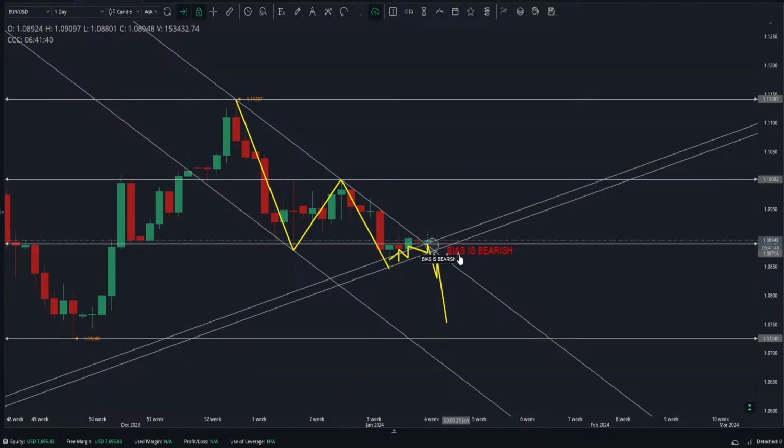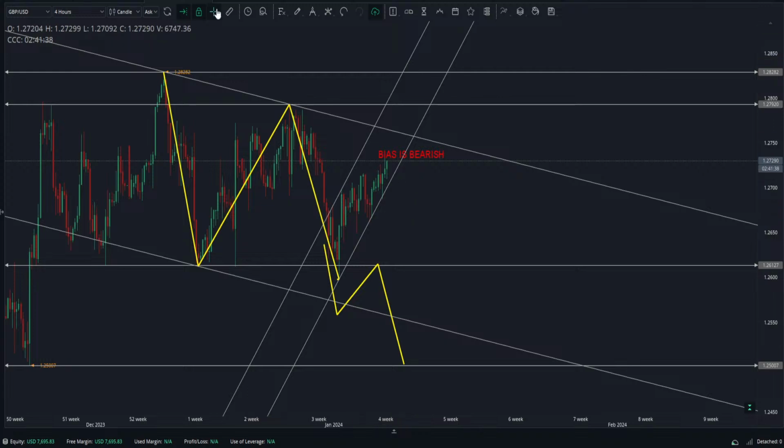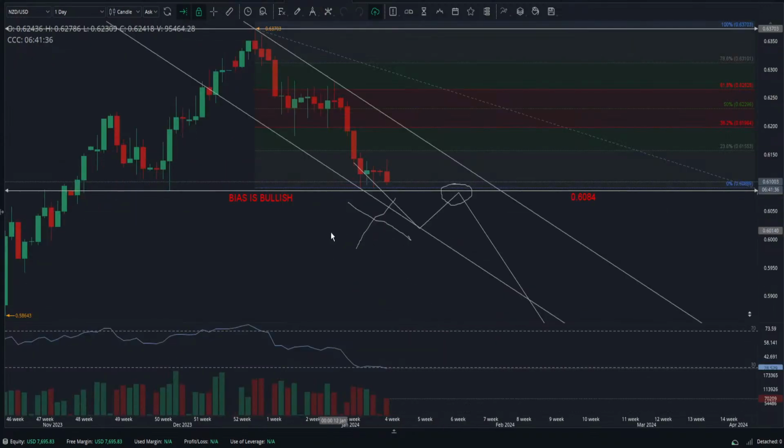Every other pair is bearish. Okay, but New Zealand dollar is still bullish. Why is it bullish? Because it has not broken through this previous low that we are looking at, and this is standing at 0.6084. Till the time that low is not taken out, we cannot sell this market.